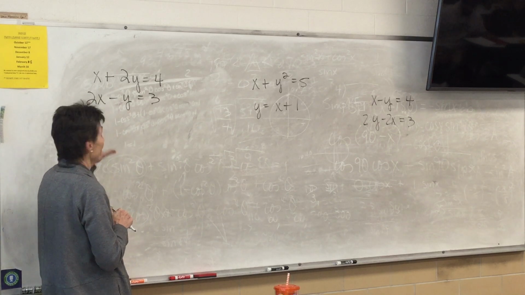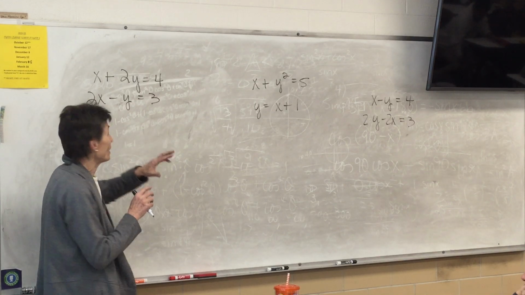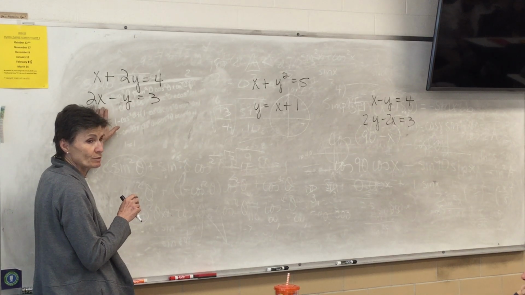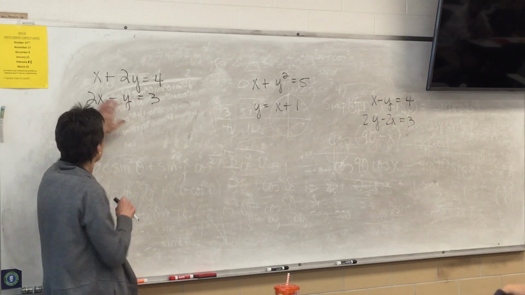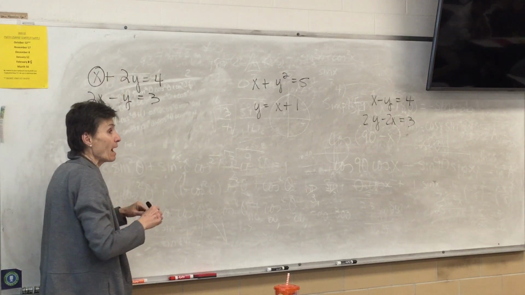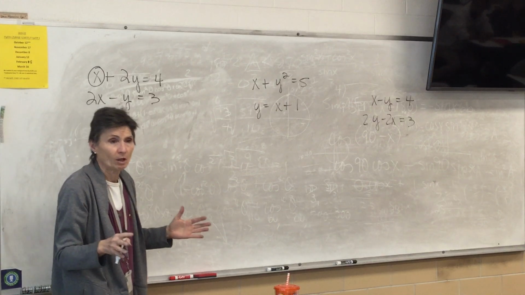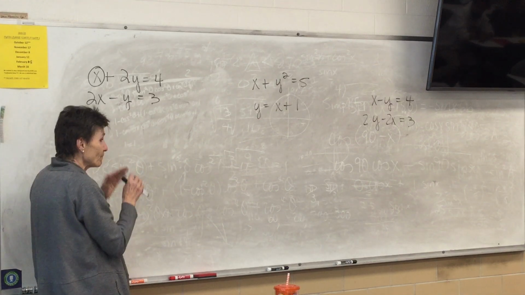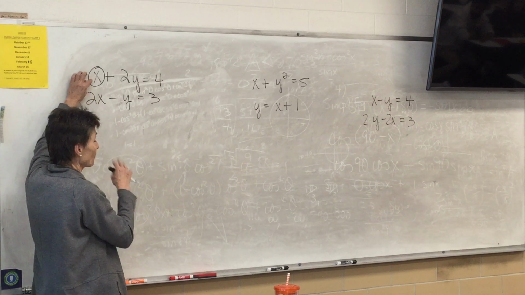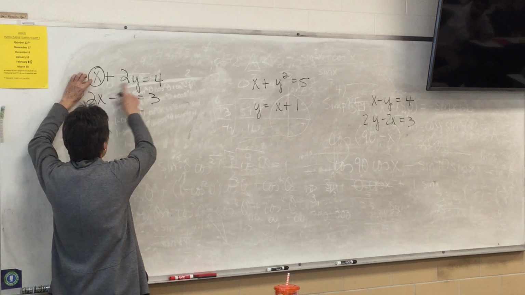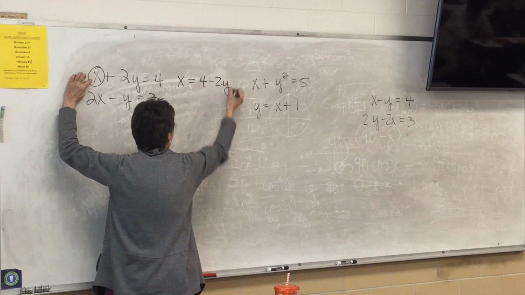And I recommend, if you have a variable that's already by itself, in other words, x has a 1 in front of it, use that one. I wouldn't use the 2x, and I wouldn't use this one because it has a negative. I would use this one right here. Could you do it with the other ones? Absolutely, but it's going to be a little harder. So always, if you have that ability, find the one that has nothing attached to it, and then get it by itself. So we're going to rewrite that equation as x equals 4 minus 2y, right?